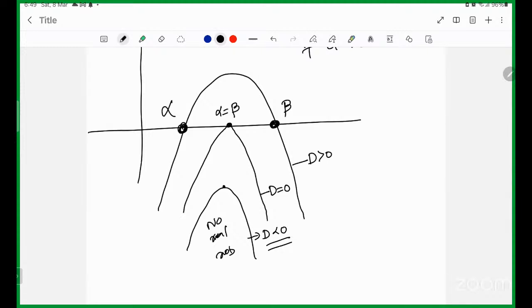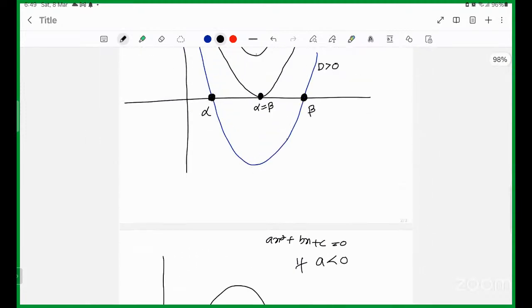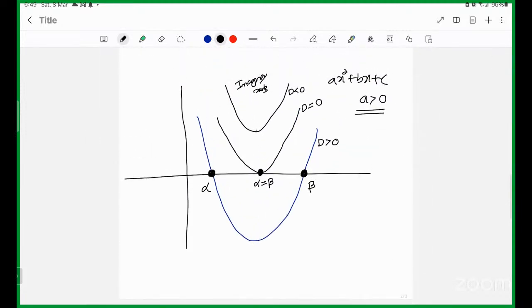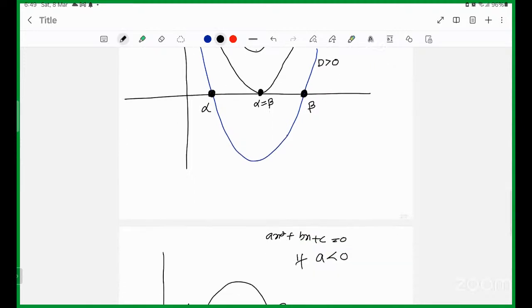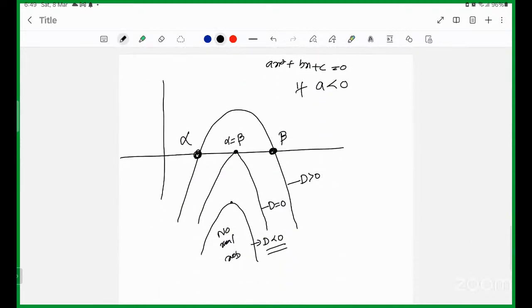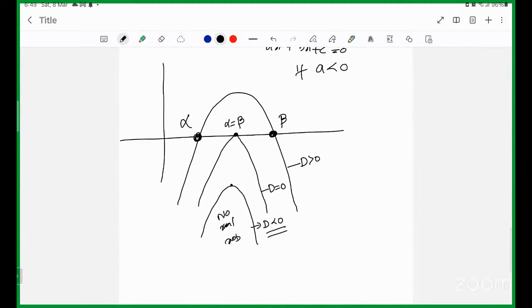So in quadratic equation, if the coefficient of x square is greater than 0, the graph will be upward, opening towards the upward direction. If coefficient of x square is less than 0, the opening of the graph will be downward direction. Clear?